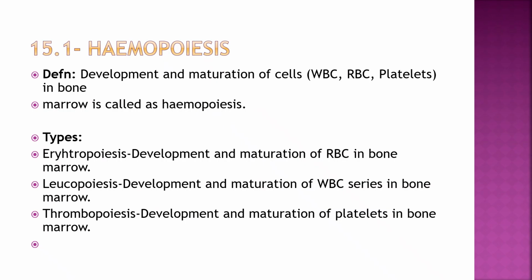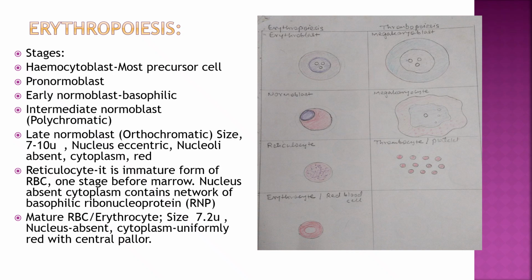There are three types. Erythropoiesis, it is development and maturation of RBC. Leukopoiesis, it is development and maturation of WBC. And thrombopoiesis, it is development and maturation of platelets. So erythropoiesis takes place usually in bone marrow. The first cell is hemocytoblast. This is the most precursor cell.